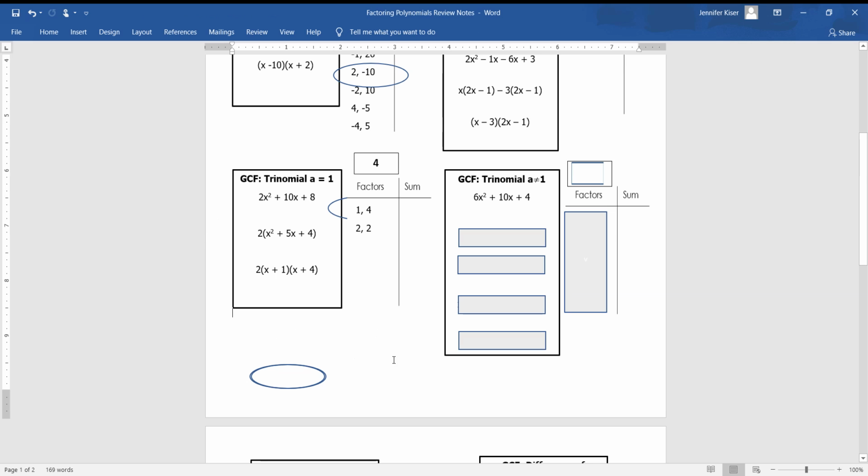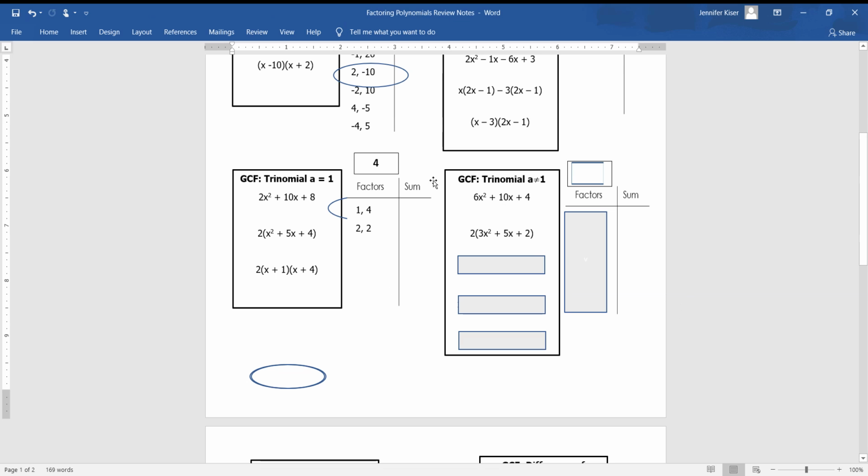And then for the next one here, when you check for a GCF, there will be a GCF you can factor out on this one. So 6x squared plus 10x plus 4, your GCF will be a 2 that you can go ahead and factor out from all those to start then. So pretty much you're just dividing all those by 2 to start to make it smaller and easier.